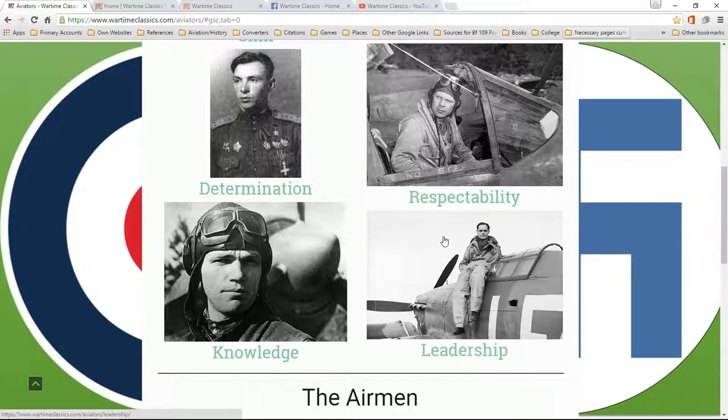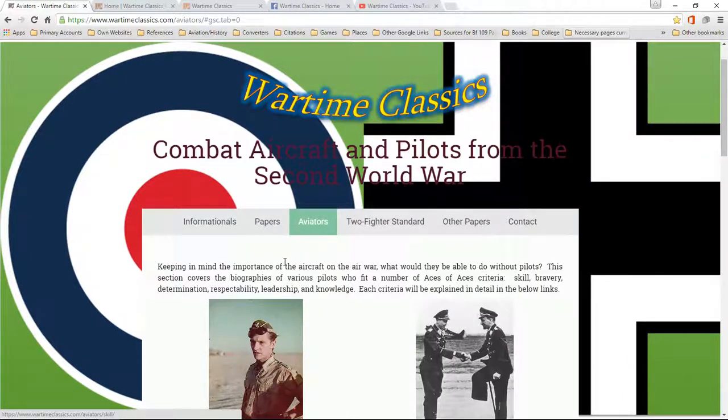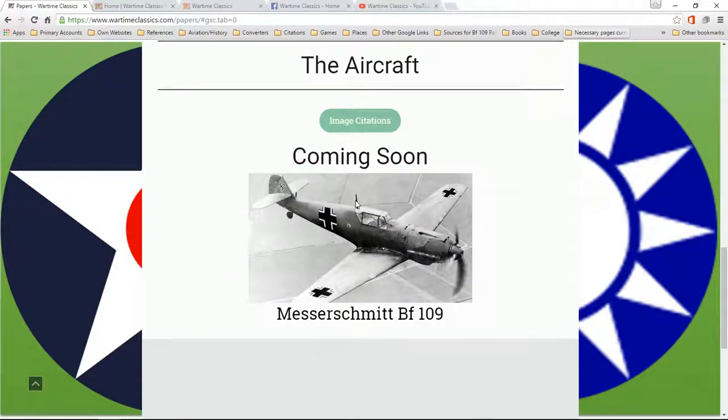So the one that I'm working on right now is on Werner Mölders, which I'll actually go back to right now because the impact papers, I just realized. Okay, so the impact paper I'm working on now, I'm just outlining it. This will most likely take 2 to 3 months to actually finish, but I'm on the Messerschmitt Bf-109 to start with.